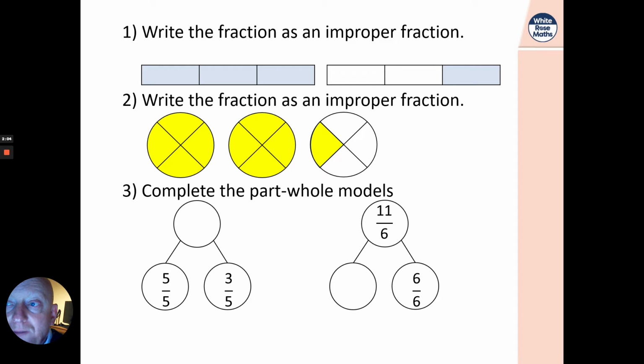Okay, so we look at number 1. It says, write this fraction as an improper fraction. So we know that if we're going to get a fraction, we need to count all the parts. So we're working in thirds basically, aren't we? Yeah, because there's 1, 2, 3 parts. Okay, so we're working in thirds. So then what we have to do is work out how many of those thirds are shaded. So there's 1, 2, 3, 4. So I'm thinking that the answer to this number 1 is 4 thirds.